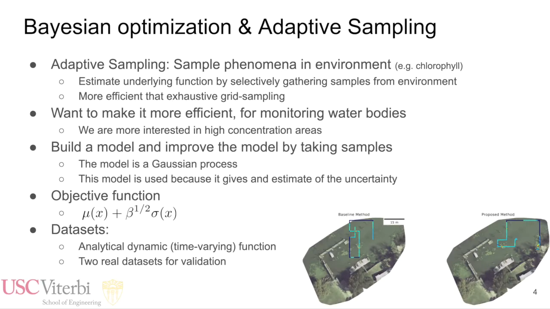In adaptive sampling, we sample a phenomenon in the environment and try to estimate its underlying distribution. This makes it more efficient than a full coverage search, and we build our model using a Gaussian process with the sampled values. Our application is more interested in the high concentration areas, such as to find areas of high environmental risk, and our objective function reflects this preference. However, other applications can also be used with our method.